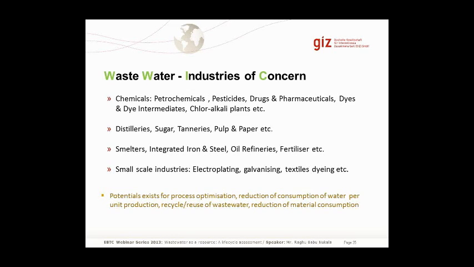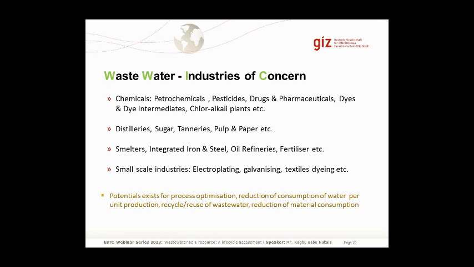On the organic side or agro-based side, distilleries, sugar, tanneries, pulp and paper are still quite important from the water pollution perspective. Smelters, integrated iron and steel, oil refineries, fertilizer, these large ones are still an important point of view. Among the small scale industries, there are a lot of them, traditional ones particularly, electroplating, galvanizing, textile dyeing, and so on, which are also very, very important.